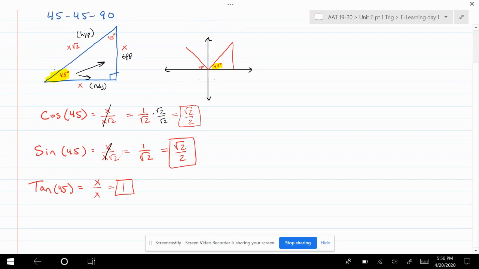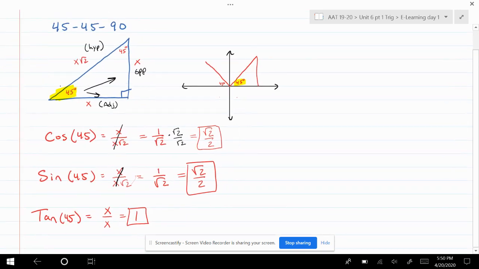So for every 45-45-90, the cosine of 45 and the sine of 45 will always be root 2 over 2, and the tangent of 45 will always be 1. And I would say that these are numbers you should commit to memory. It would just go so much faster if you could just rattle off, oh, cos 45, root 2 over 2.